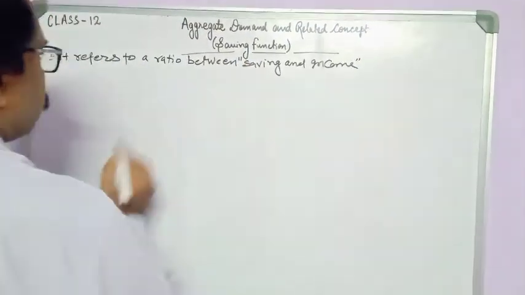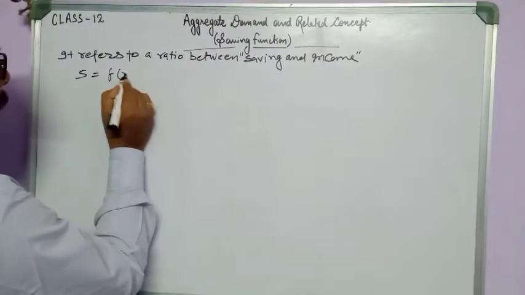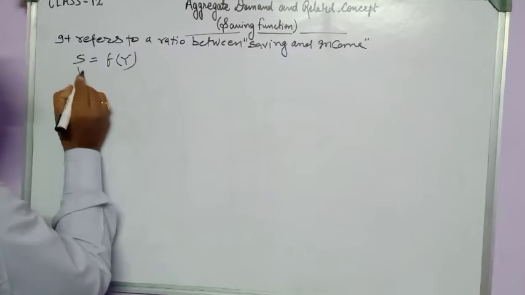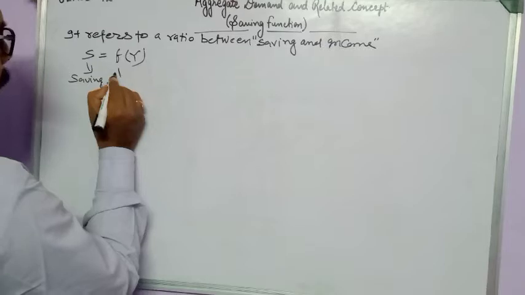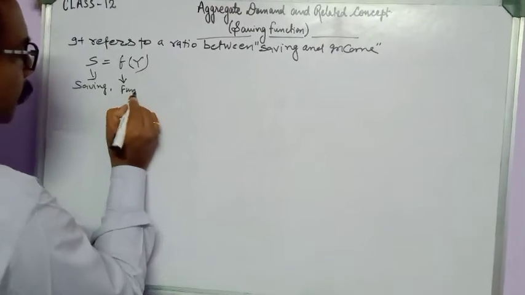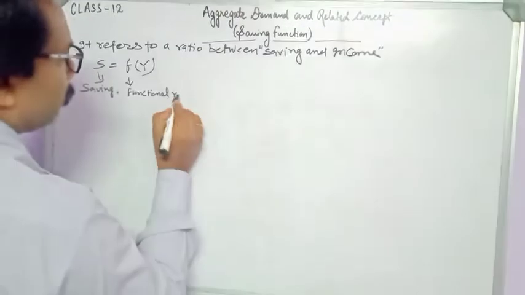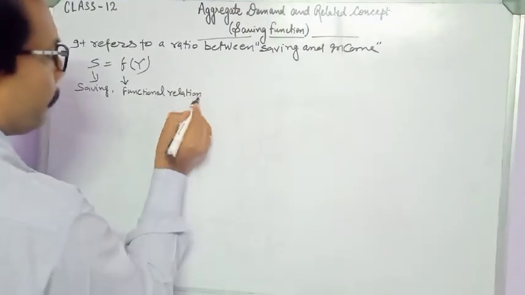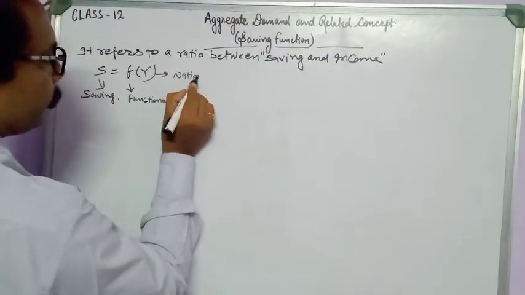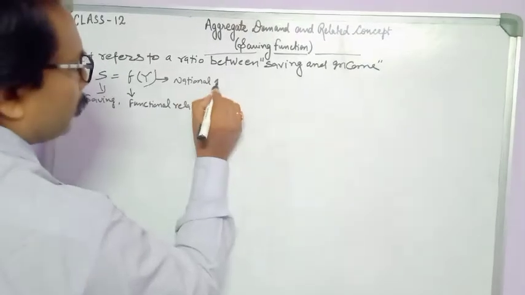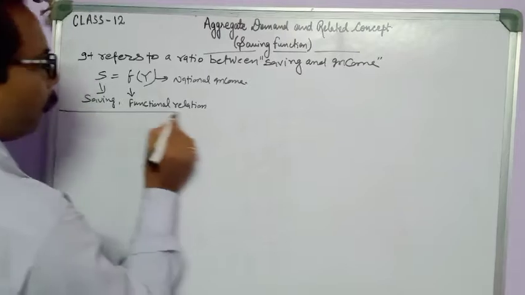Okay, so the saving function is equal to f of y, where S indicates saving, f indicates functional relation, and Y indicates national income. It can be explained with the help of the following schedule.